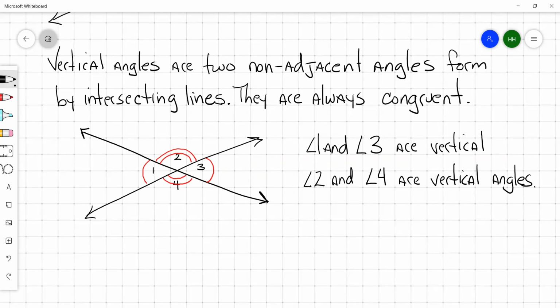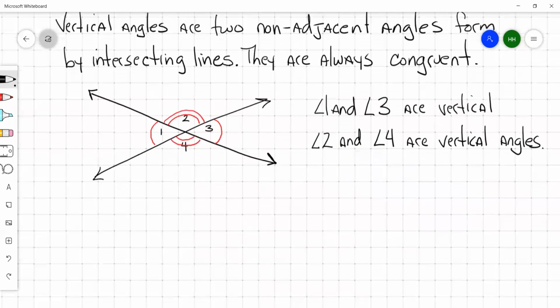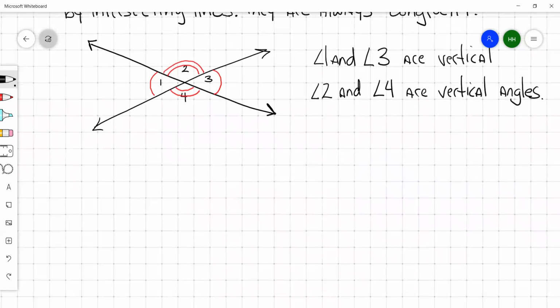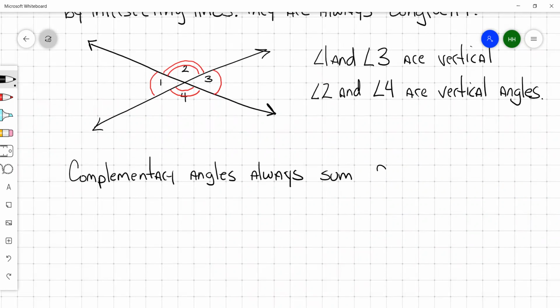All right, a few more terms. Complementary angles always sum 90 degrees. Complementary angles always sum 90 degrees.